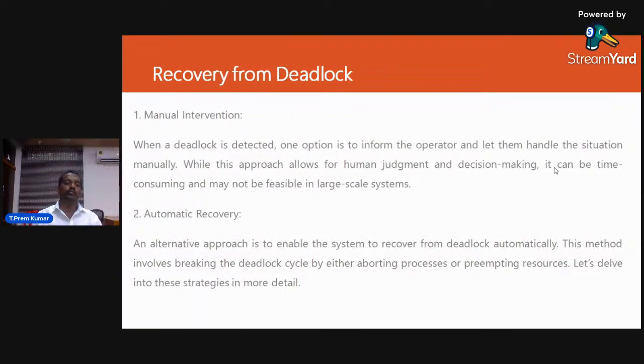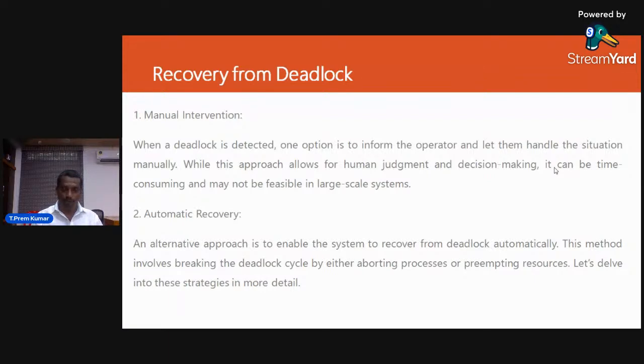Okay, then we'll move to the next one, that is the manual intervention. When we consider manual intervention, when a deadlock is detected, one option is to inform the operator and let them handle the situation manually. If it is possible, the operator can handle it manually and avoid the deadlock. While this approach allows for human judgment and decision, it can be time consuming and may not be feasible in large scale systems.